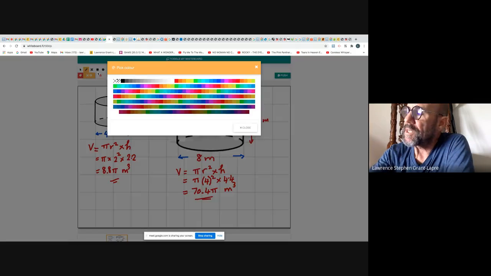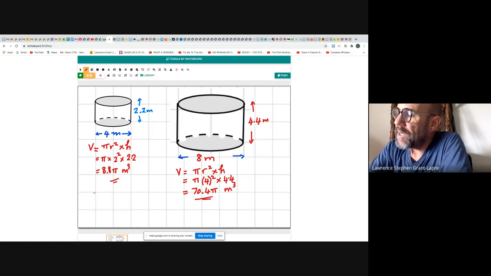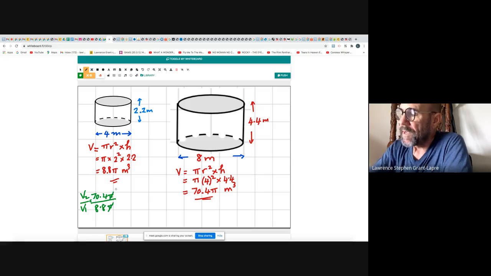Let's just change the color. Let's just go to a nice green. And if you compare 70.4 pi, volume 2, with volume 1, 8.8 pi, 70.4 divided by 8.8 is equal to 8.